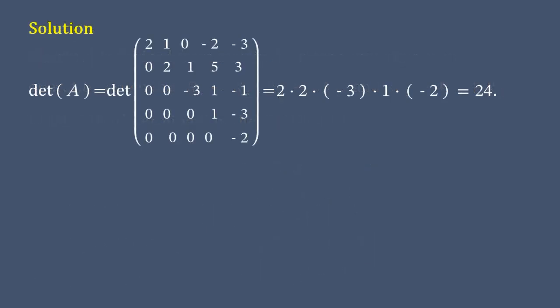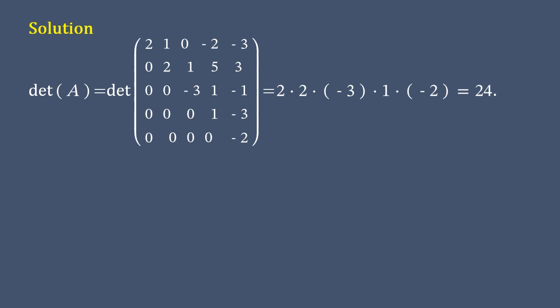First, let's compute the determinant of matrix A. One can observe that the matrix is an upper triangular matrix. From matrix algebra theory it is known that the determinant of a lower or upper triangular matrix is just the product of the diagonal elements. Therefore, we get 24.